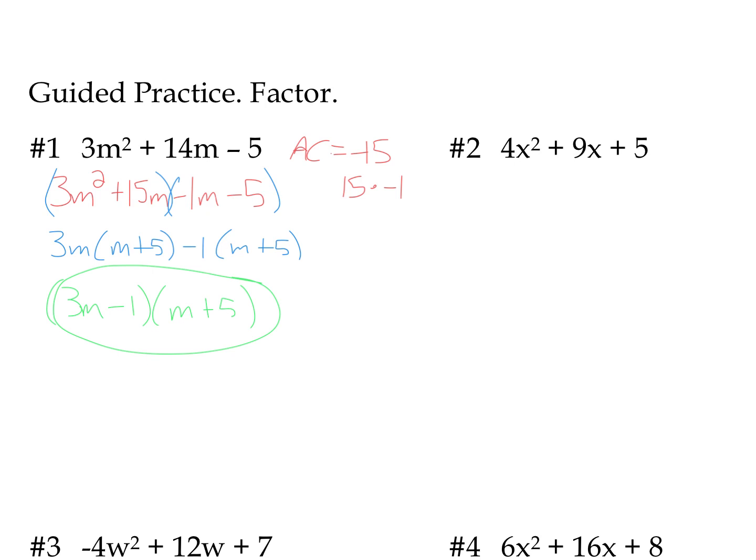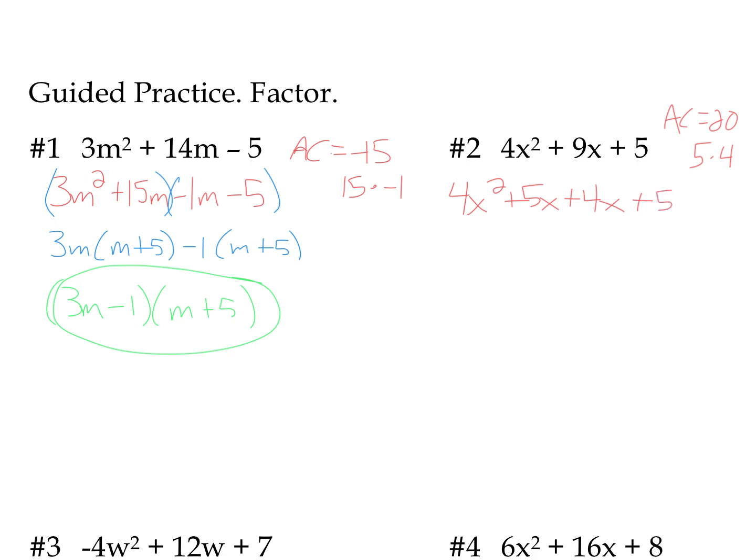Okay, AC method for this second example. First thing we do, no greatest common factor. Okay, so the AC is equal to 20. So I want factors of 20 that add up to 9. So it's going to be 5 and 4. 5 times 4 will multiply to give me 20 and add up to the 9x. So I'm going to have 4x squared plus 5x plus 4x plus 5.